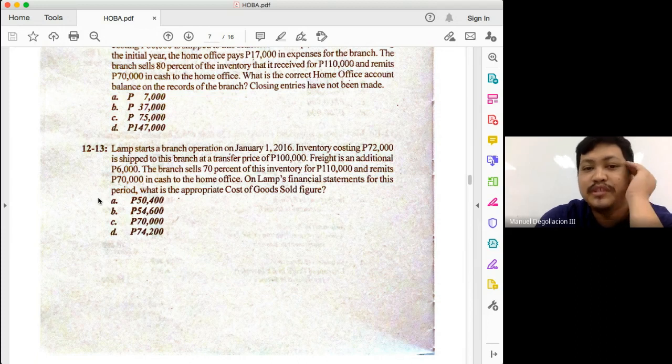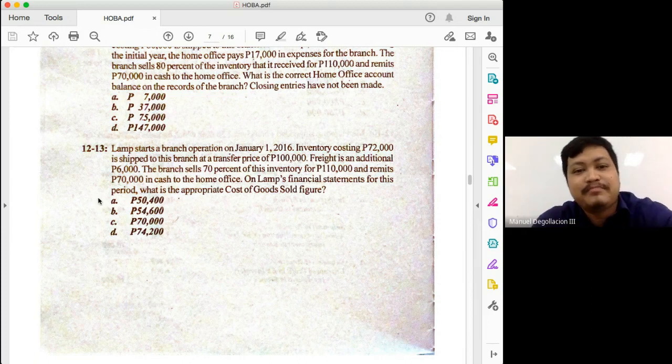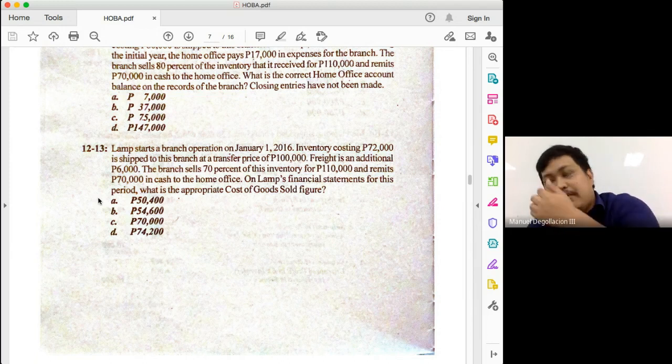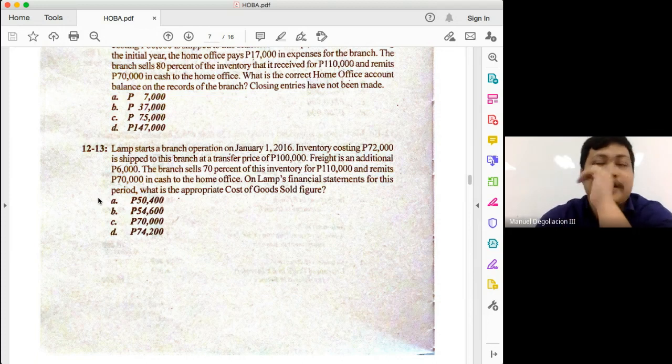So what will you be using? You should be using 100,000. Okay, but do not forget to add the 6,000 freight. So the total inventory of the branch, as far as the branch is concerned, is 106,000. Were we able to sell the entire 106,000? No, we were only able to sell 70%. How much is 70% of 106,000? That would be 74,200. Am I correct?